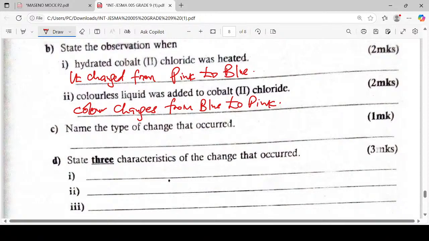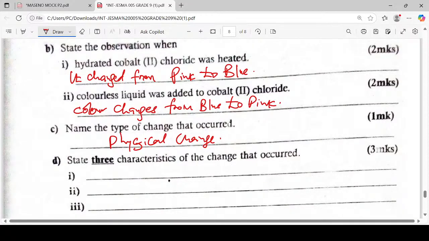Is it chemical, physical? This one here is a physical one because no new element is formed. So this one is physical. That one is a physical change.